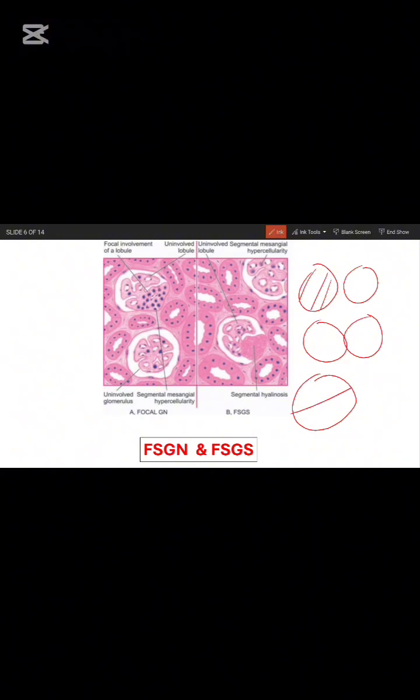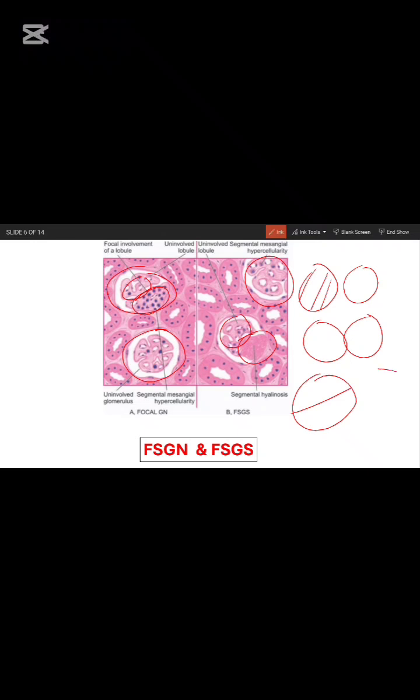As you see, in case of focal segmental glomerulonephritis, this glomerulus is normal, but in this case half part is normal, but half part gets proliferated, mesangial cell proliferation. But in case of FSGS, this glomerulus is normal, but in this case half part is normal, and in the other half there is proliferation, but in this case it gets sclerosed or undergoes hyalinosis.